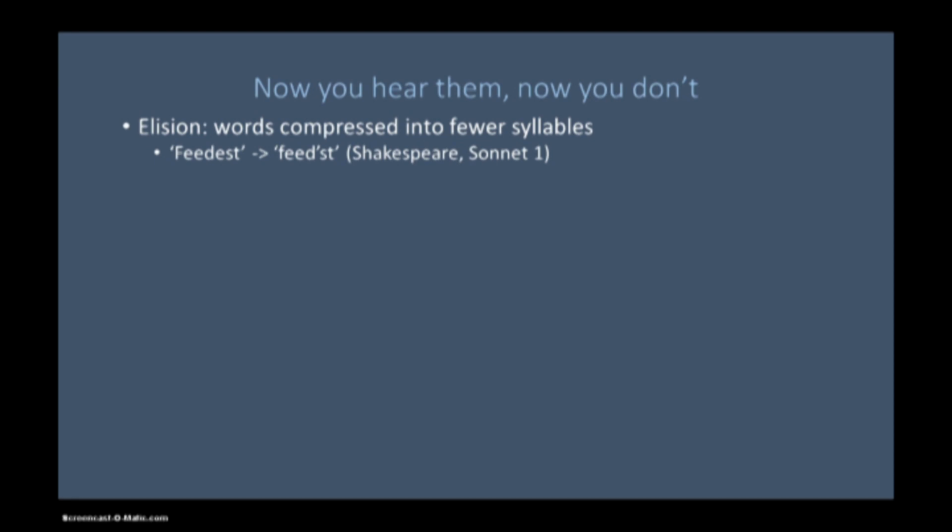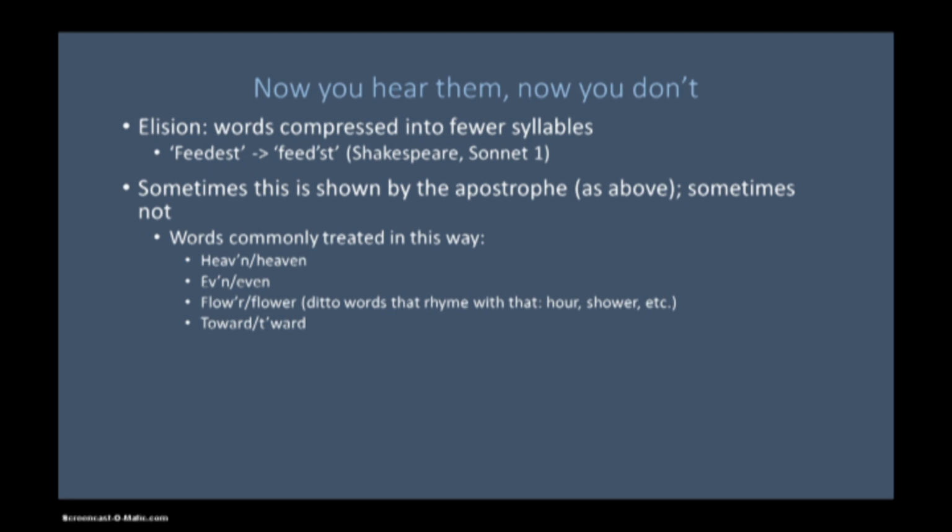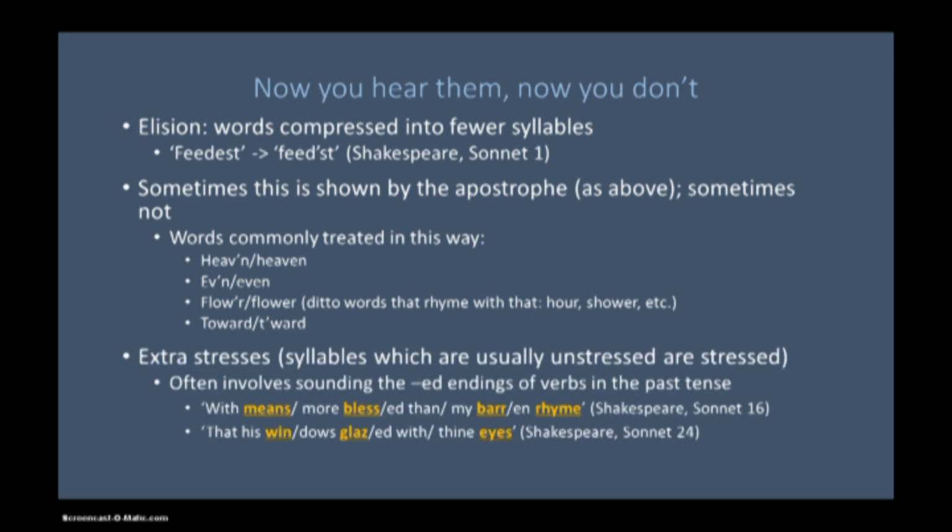We've seen in that last example how a 2-syllable word, feed'st, can be compressed into 1 through elision. That's a technique that poets, particularly ones before 1900, make frequent use of. Sometimes the poet or editor will show this with an apostrophe, as here. Sometimes that elision isn't shown, so you need to be aware of this potential flexibility. And some of the common words which are treated in this very flexible way are here on the slide. So you've got heaven or heav'n, even or e'en, flower or flow'r, and words that rhyme with it like hour, shower, and so on. Or you've got toward and t'ward.